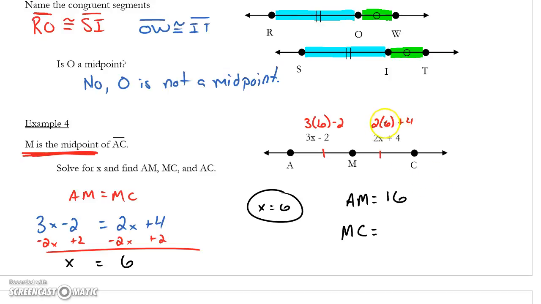2 times 6 is 12. 12 plus 4 is 16. I know I'm right because those are equal. And they should be since M is the midpoint. The last thing they ask us to find is segment AC. Now I can do segment addition, because now I know that this is a length of 16, and segment MC is a length of 16. If I add those two together, I know that segment AC has a length of 32. Okay, you can go ahead and move on to the notes for page 2.